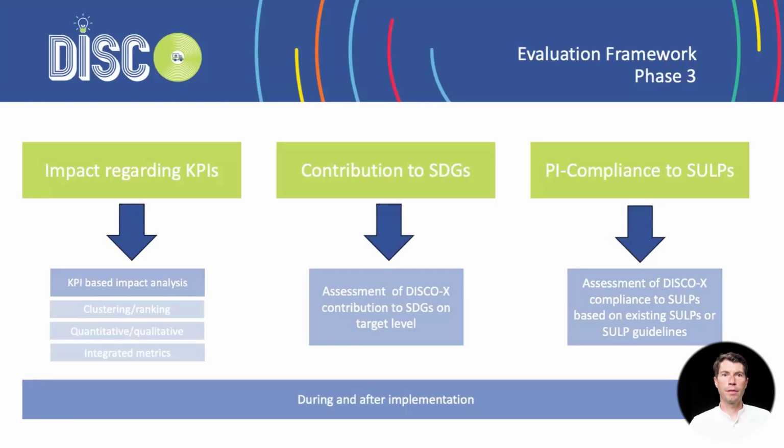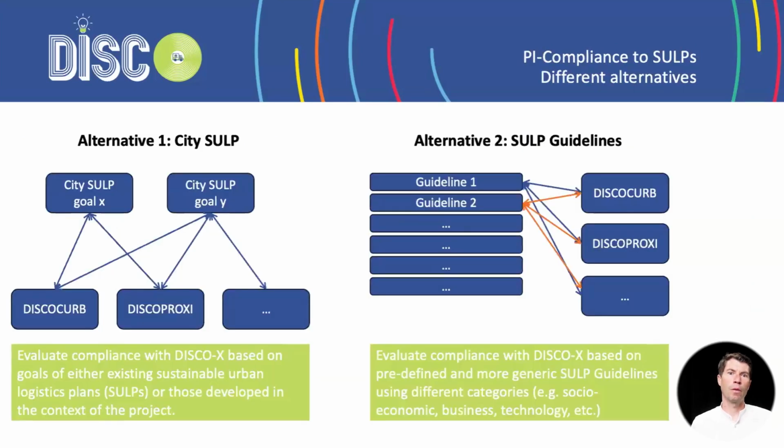Now let's move on to the third and final module of phase 3, which is the compliance to SULP. As you already know, a SULP, Sustainable Urban Logistics Plan, can be seen as a strategic framework to shape sustainable urban logistics. To support this, SULP goals shall be addressed by means of DISCO-X. As part of this evaluation module, we have provided 2 basic alternatives in order to deal with this task. The first alternative is that there already exists a SULP in the respective city or is currently under development. Alternative 2, there is not yet a plan or associated activities that enable the utilization of targets.